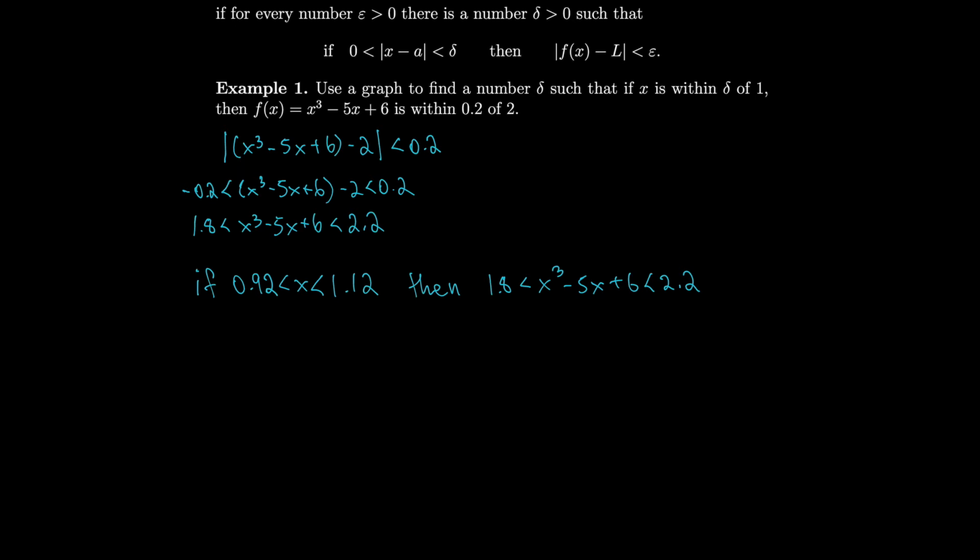Okay, so let's try to make this thing symmetric around 1. So we'll try to subtract 1 from all three sides. We get minus 0.08 is less than x minus 1 is less than, let's see, 0.12.